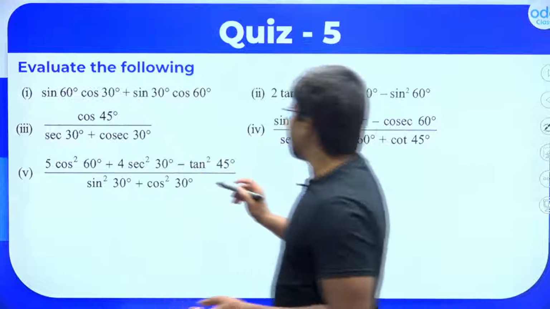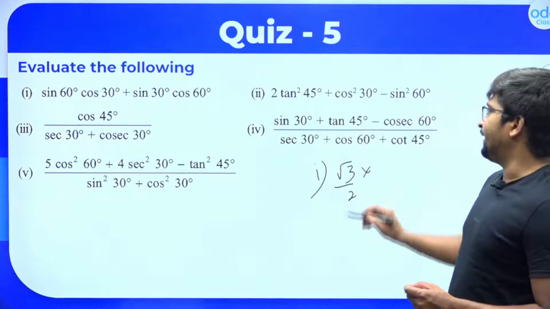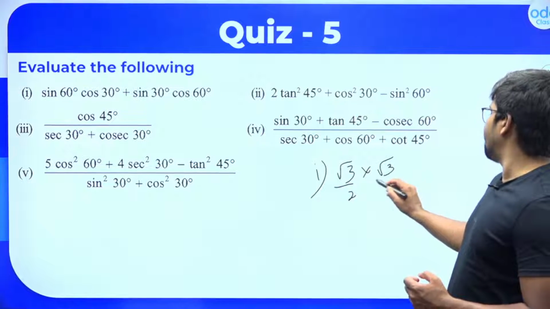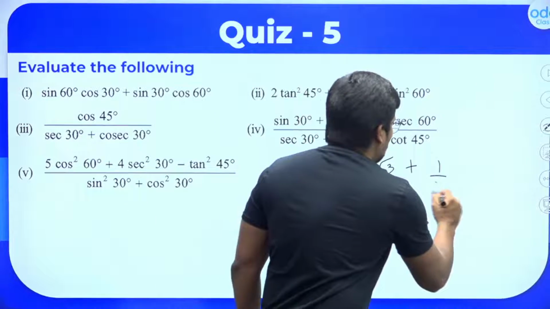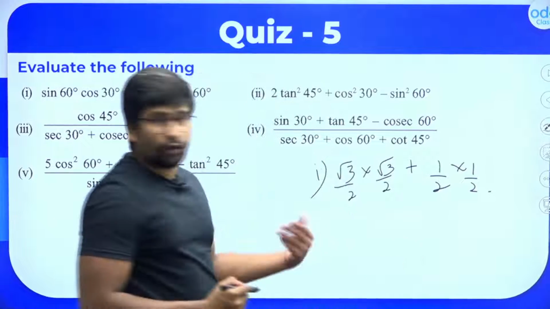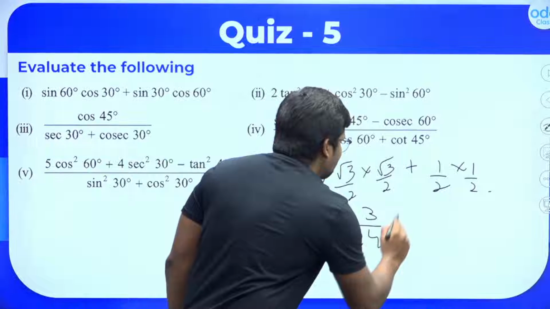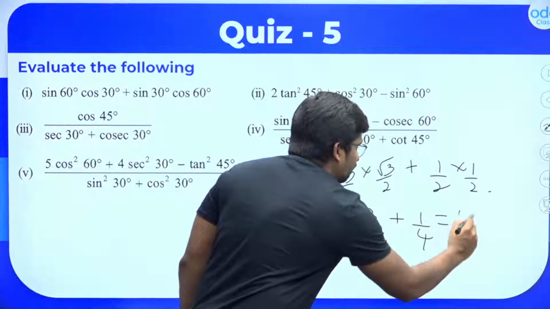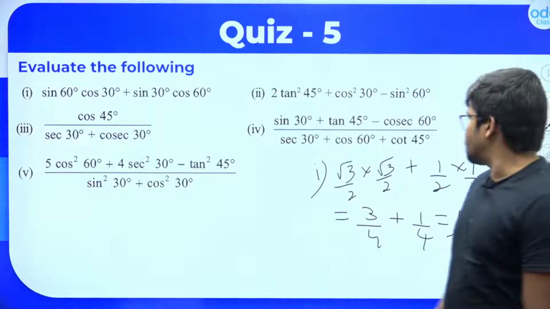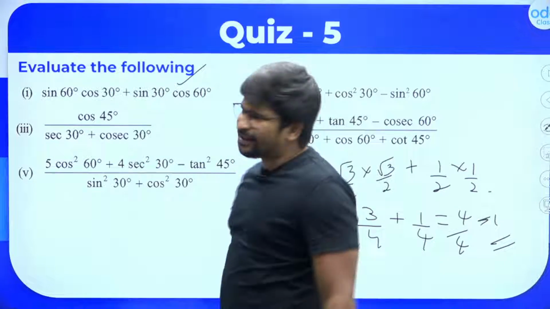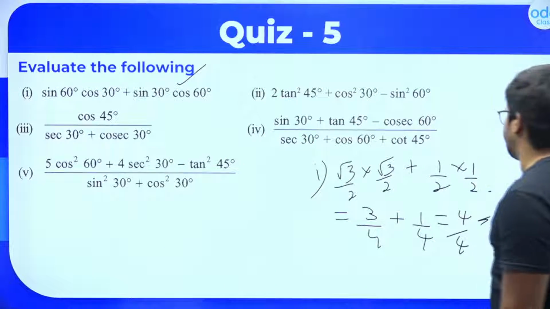First question is sin 60 into cos 30 plus sin 30 into cos 60. You know sin 60 is root 3 by 2 into what is cos 30? Cos 30 is also root 3 by 2. Plus sin 30 is 1 by 2 into cos 60 is also 1 by 2. So what is root 3 by 2 into root 3 by 2? It is root 3 by 2 whole square, which is 3 by 4, plus 1 by 2 into 1 by 2 is 1 by 4, which together is 4 by 4, which is 1 should be the answer. Is this clear to all of you? The right answer will be 1 here. Just substitute the values and solve it.